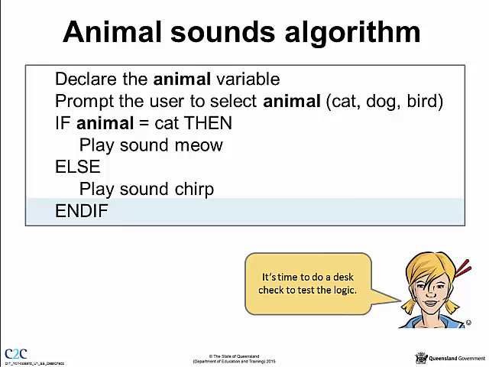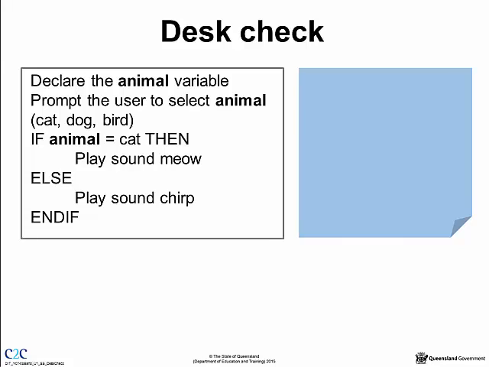It's time to do a desk check to test the logic. I will run through the program, tracing each path. When you complete a desk check, you will run through two processes. The first being input entered by the user, and the second process is looking at what will appear on the screen. This is output. The variable animal is declared. This is needed so that the user input can be assigned to a variable.